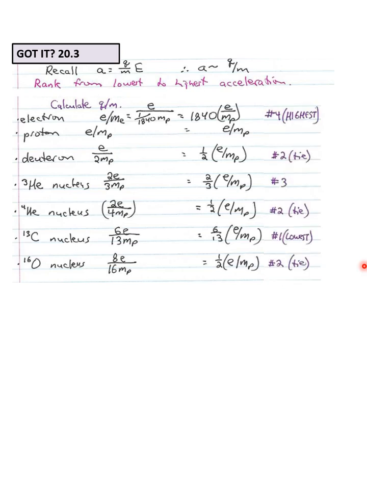So we can see that the lowest one, as the book says to rank them in order from lowest to highest acceleration. The lowest one of those numbers is 6/13. That's the carbon-13 nucleus. Then there's a tie for the number 2 lowest, 1/2, 1/2, and 1/2. So the deuteron, the helium-4, and the oxygen-16. And then the number 3 lowest is the helium-3 nucleus with 2/3. And then the highest accelerating, the fastest one, is the electron, 1840 e over mp.